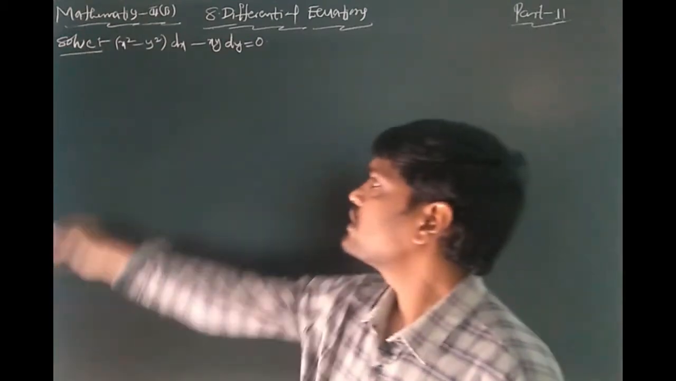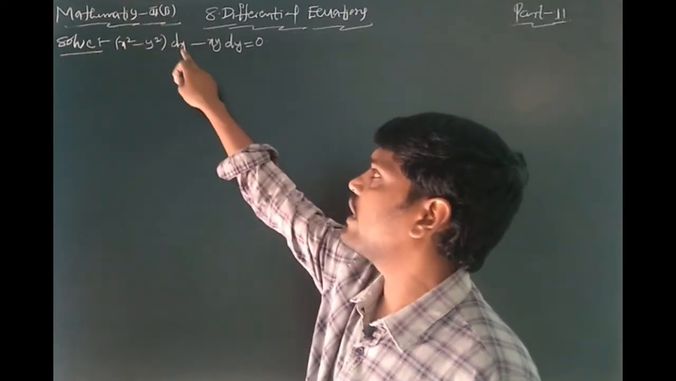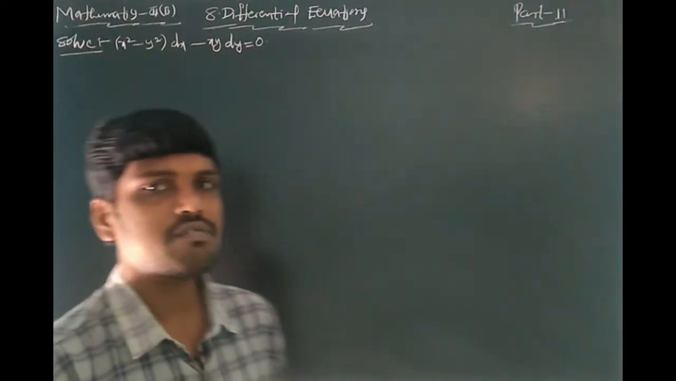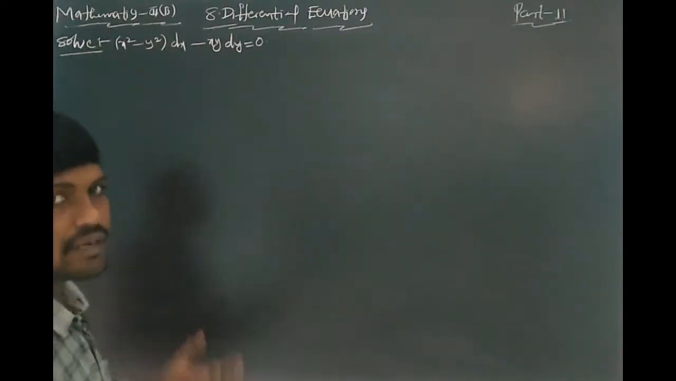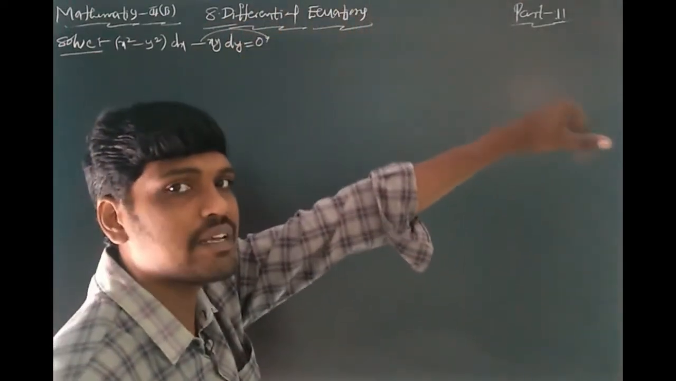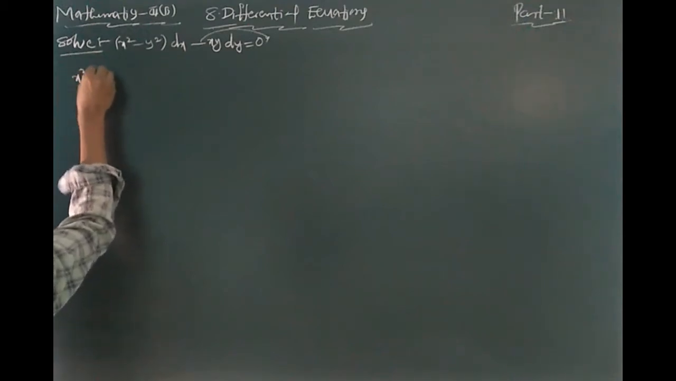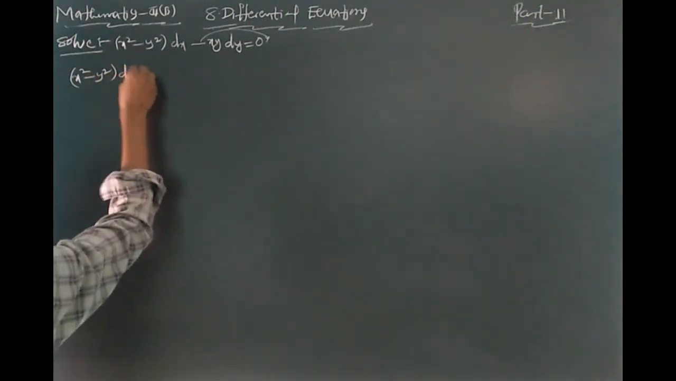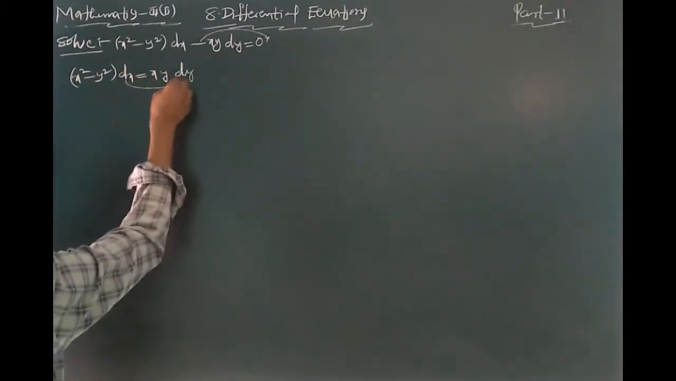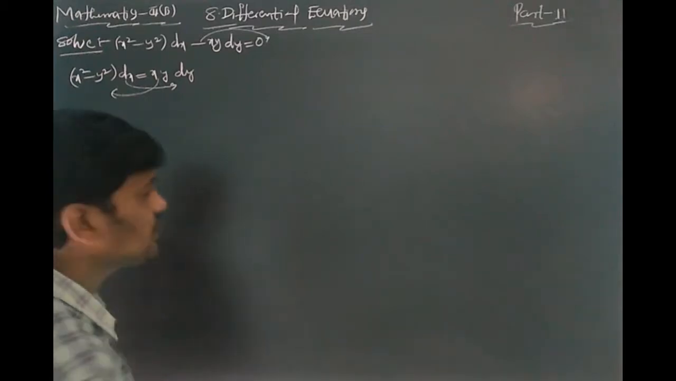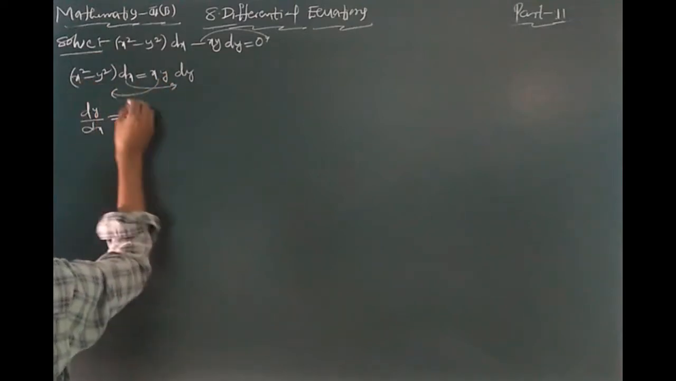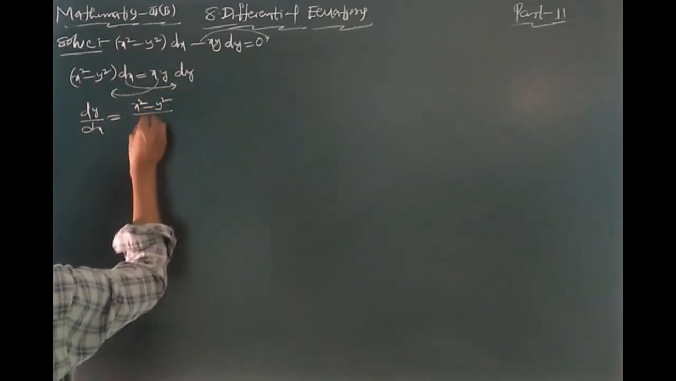What is the problem? Solve (x square minus y square) dx minus xy dy equal to 0. First of all, this can be written in terms of dy by dx. This minus xy dy goes to the right hand side. That's why you can write (x square minus y square) dx is equal to xy dy. After that, dx goes here, xy goes here. You get dy by dx is equal to (x square minus y square) by xy.